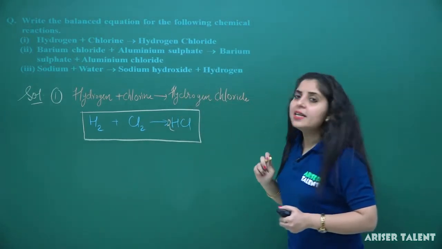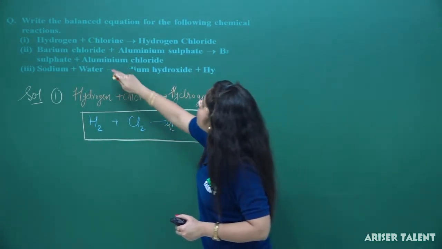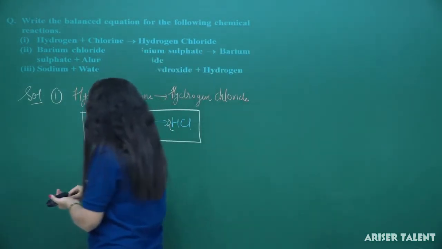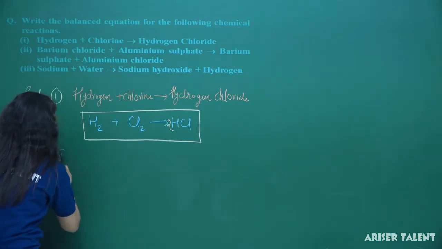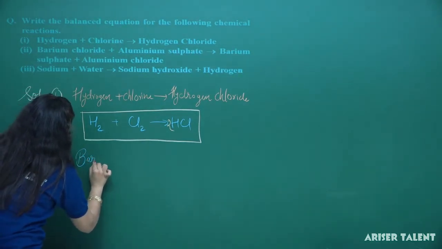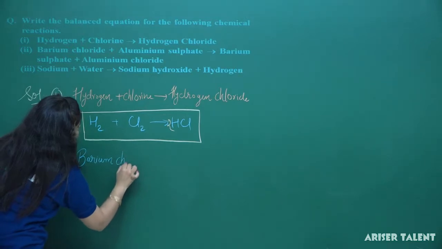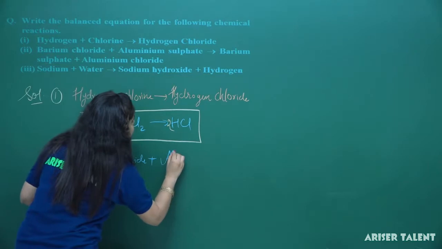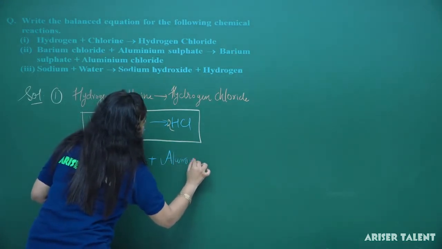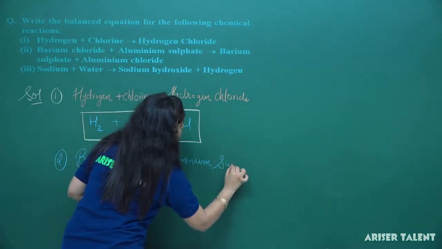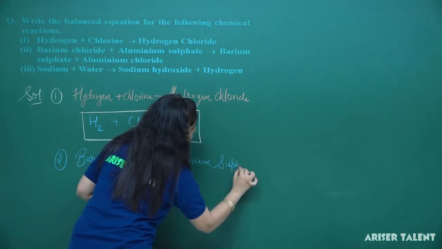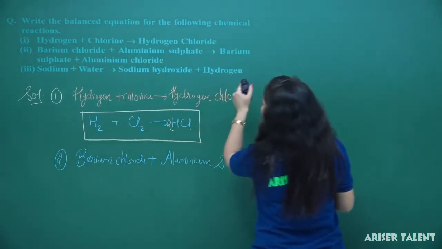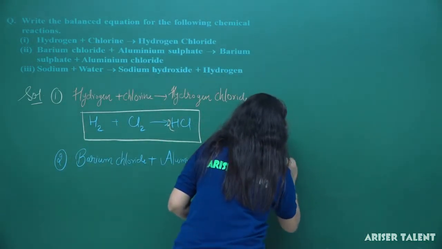Now discussing our second problem, we have barium chloride on reacting with aluminium sulfate. So our second question is barium chloride on reaction with aluminium sulfate. What we will obtain on the product side, we will get barium sulfate and ammonium chloride.